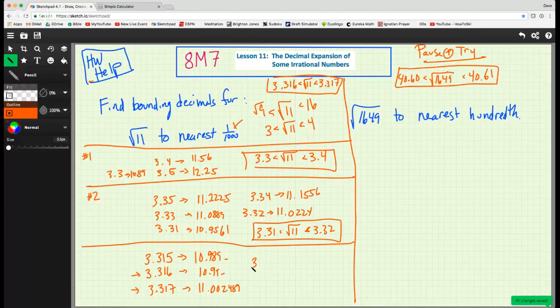So we can write our final answer: the square root of 11 is between 3.316 and 3.317, because 3.316 squared is lower than 11, and 3.317 squared is greater than 11. So we can write it like this. We know that 3.316 squared is less than 11, and 3.317 squared is greater than 11.